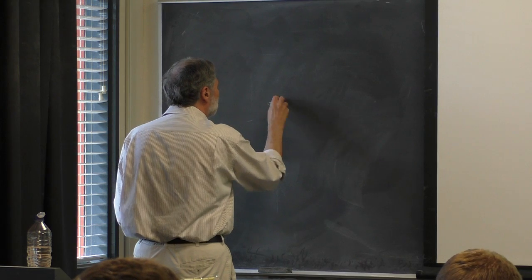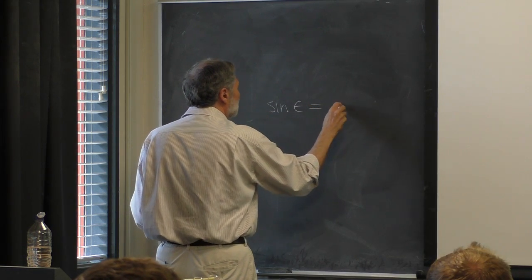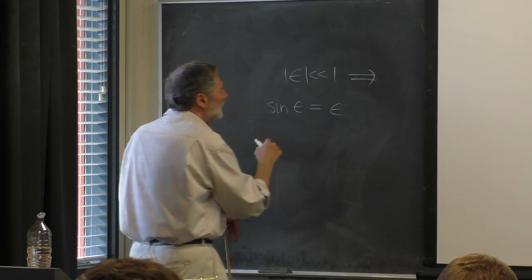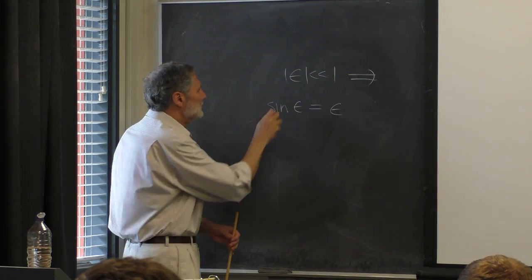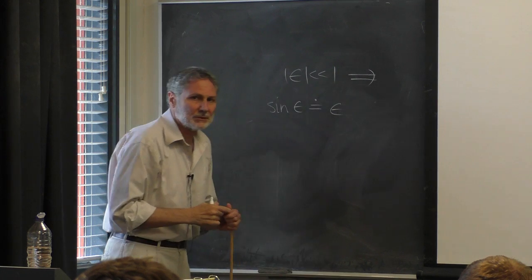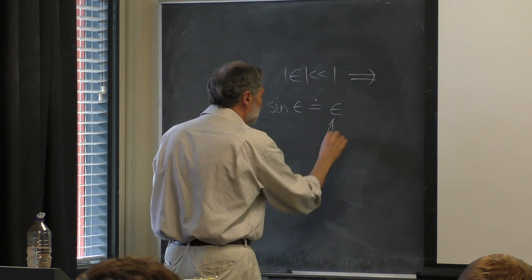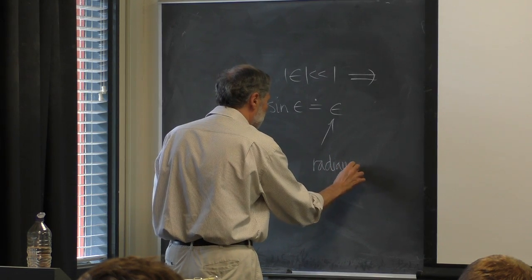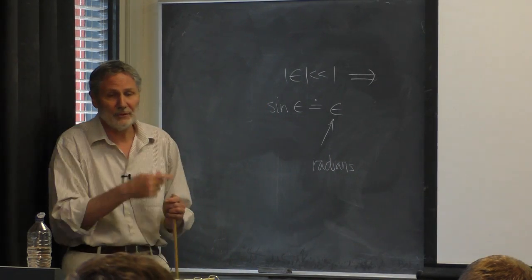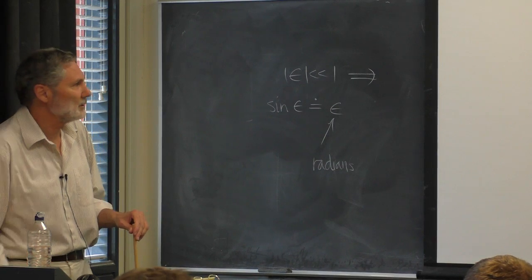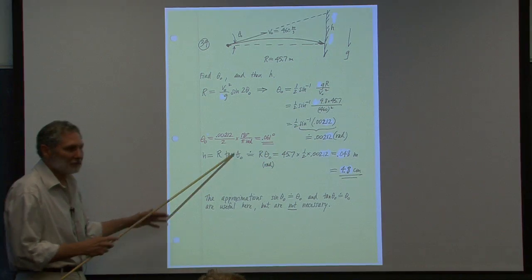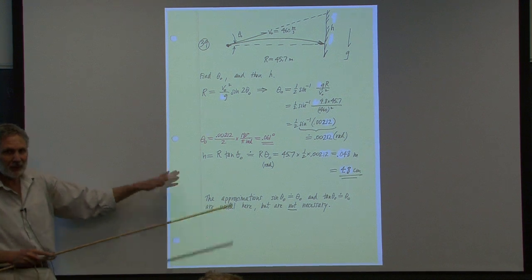So I can write it this way. When epsilon is small, the sine of epsilon is approximately equal to epsilon. But you need to recognize that this is in radians. So you can actually verify, you can prove this analytically, or you can punch it in on your calculator. And if you feel uncomfortable about this, just punch it in, okay? And I put a note here, just don't worry about it.